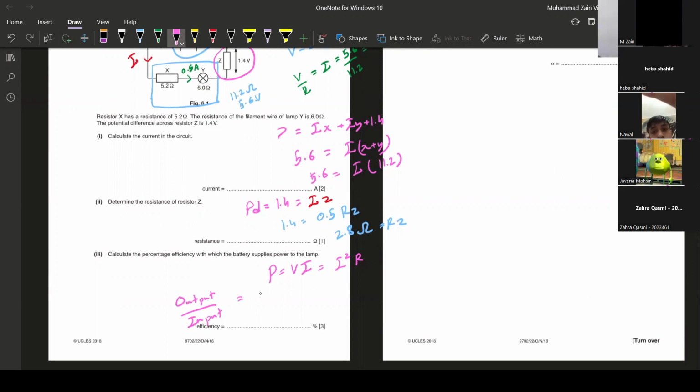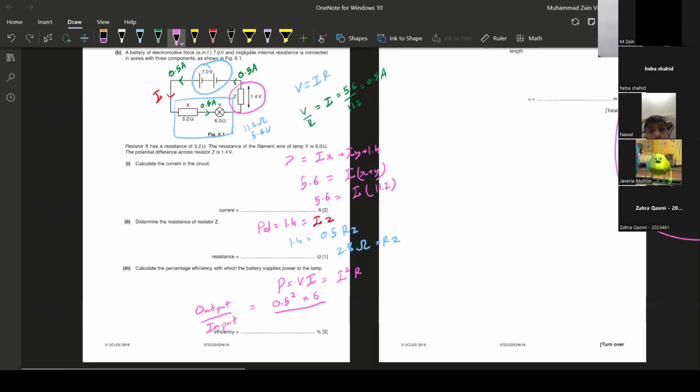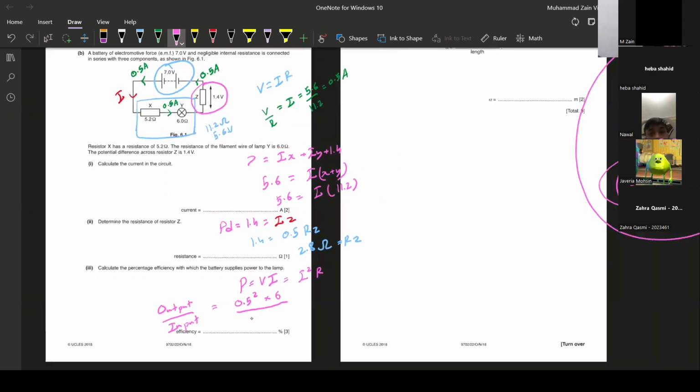The current across the lamp is 0.5, which is squared, and then the resistance of the lamp, which is 6 ohms, divided by the input of the battery. The input of the battery is 7 volts multiplied by the current, which is 0.5. This would be power. So I was using different formulas. I used the formula of I squared R above and the formula of VI beneath this. Both are powers, giving me the output and input power accordingly.